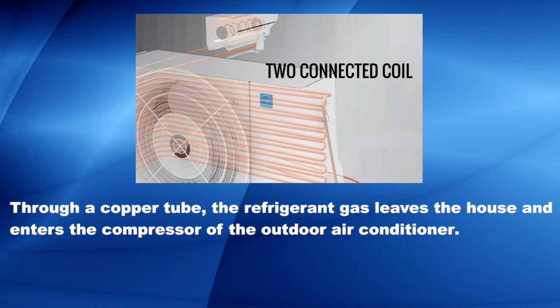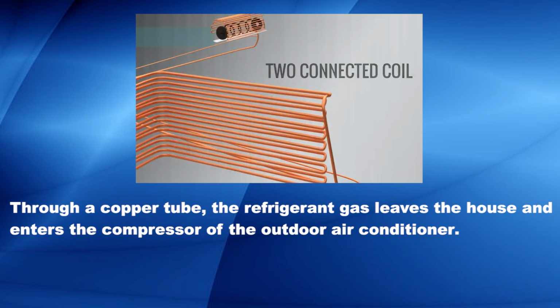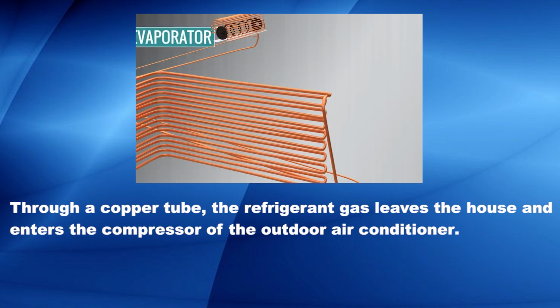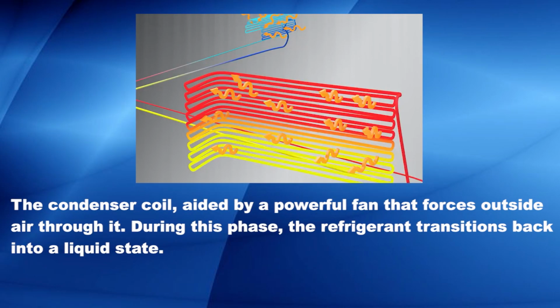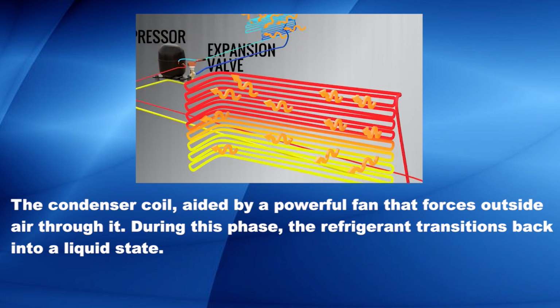Through the copper tube, the refrigerant gas leaves the house and enters the compressor of the outdoor air conditioner unit. The compressor pressurizes the refrigerant gas before delivering it to the condenser coil of the outdoor unit. The condenser coil is aided by a powerful fan that forces outside air through it. During this phase, the refrigerant transitions back into a liquid state.